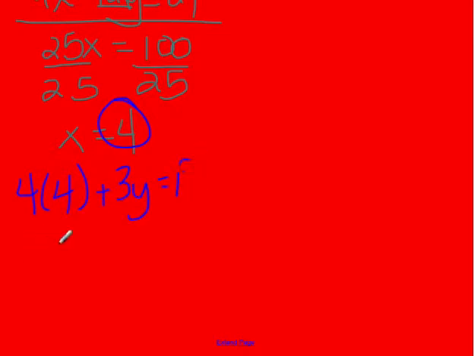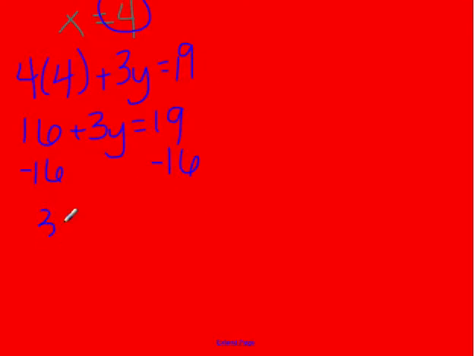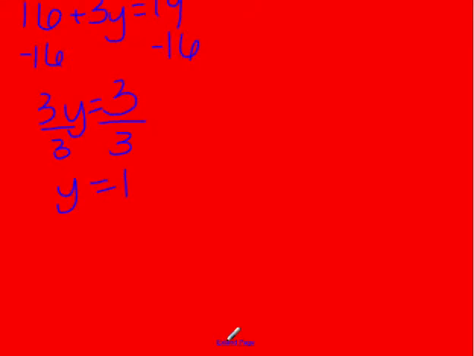So 4 times 4 is 16, plus 3y is equal to 19. And then we're going to subtract 16 from both sides. Okay, and then I have that 3y is equal to 3. Divide both sides by 3, and I get that y is equal to 1. So y is equal to 1, x is equal to 4. So we're going to write that out as a coordinate point, x and then y.